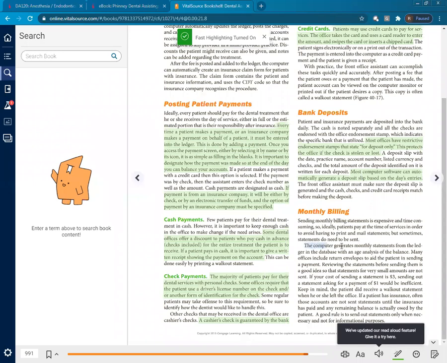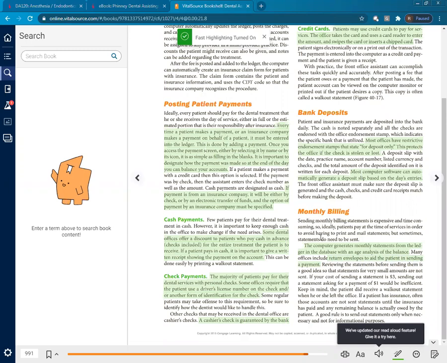But the computer will definitely generate monthly statements from the ledger and the database with an age analysis of the balance. It'll tell you what's 30 days late, what's 60 days late, 90, over 120. And then it breaks it down like that, showing which balances haven't been paid. A lot of times when you're sending out paper statements, you're going to include a return envelope to help the patient send in the payment. Just put your money in the envelope and drop it in the mail. Doesn't get much easier than that, right?